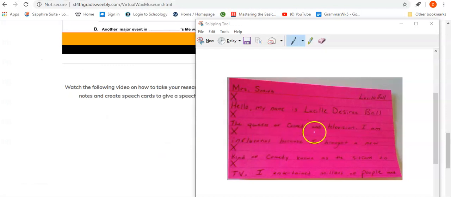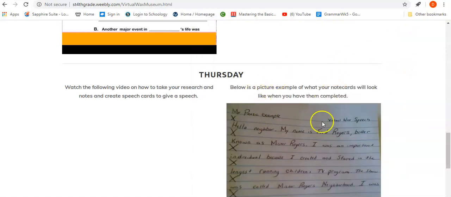So follow Mrs. Smith's examples and write your research in the first person on note cards like this, or follow the example on the website like Mr. Panza and write it on notebook paper in the first person.